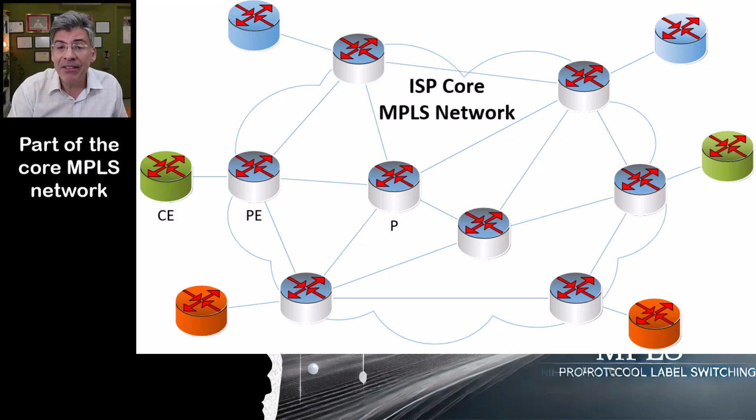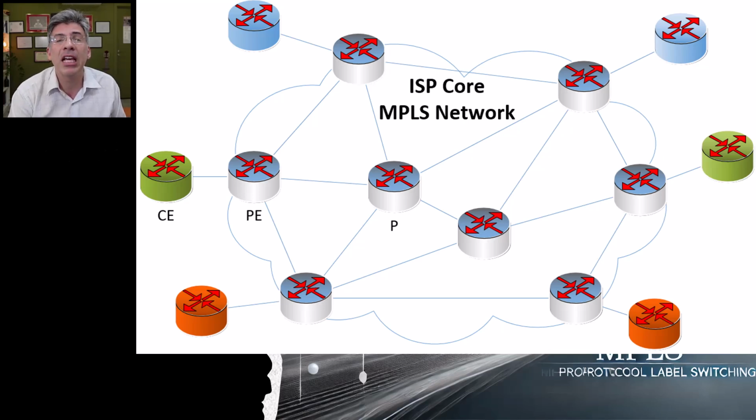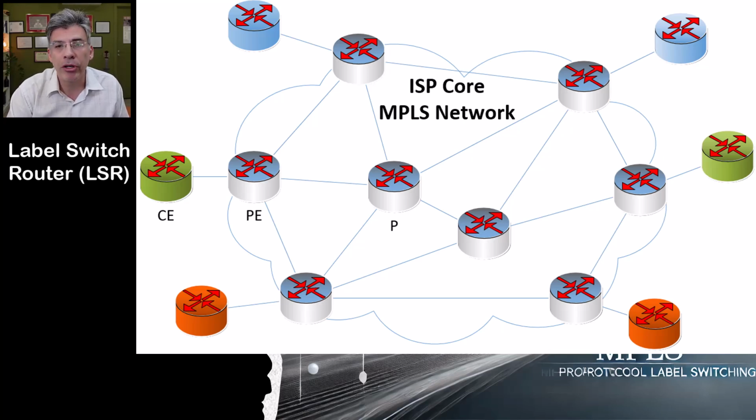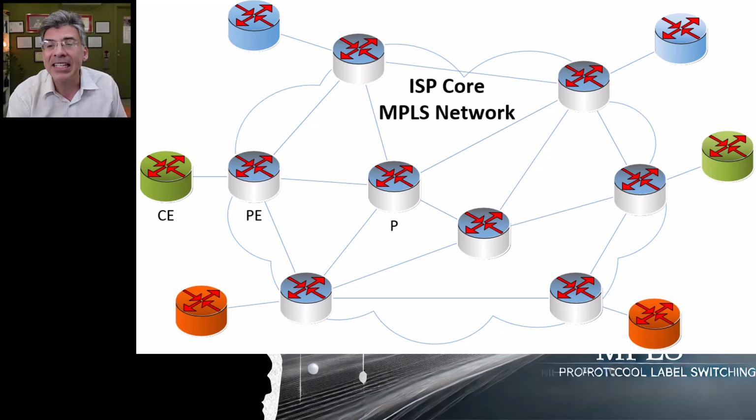Now, like the PE device, the P designation is also somewhat unofficial, but you will see it written in this way in many MPLS diagrams and documentation. The official name of this device in the MPLS framework is Label Switch Router, or LSR. So the P routers, or the LSRs, are there to switch packets based on their labels within the MPLS core.